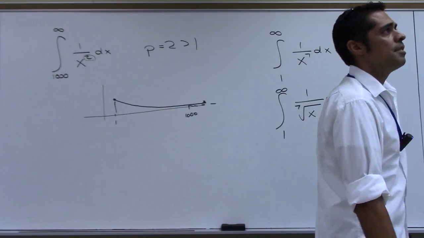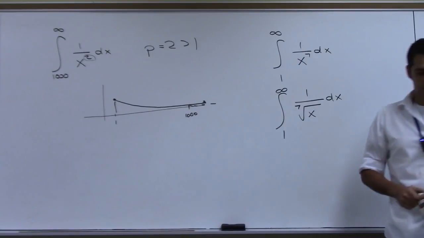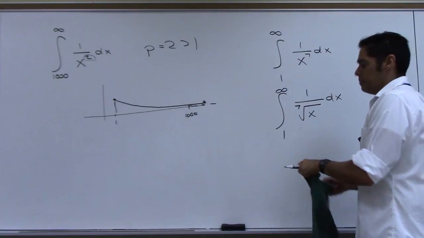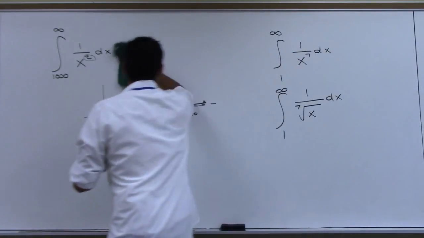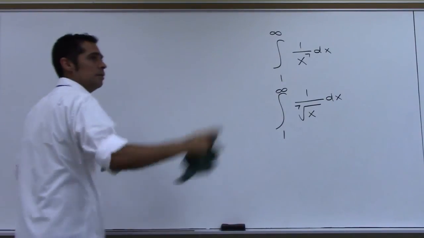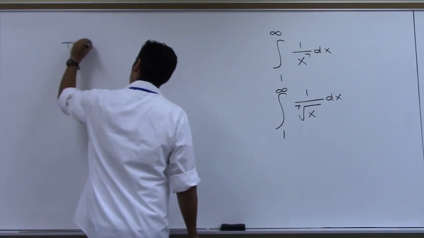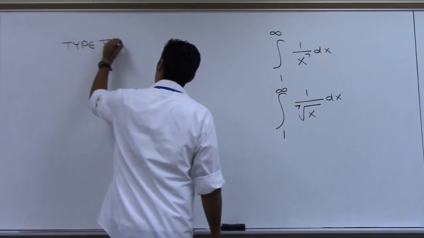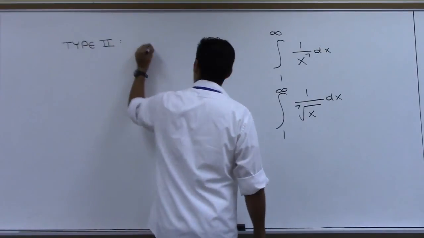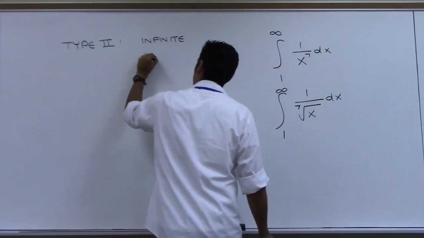All right, that wraps up the type 1 improper integrals. Now we're going to look at type 2. Type 2 improper integrals are where you have infinite integrands.